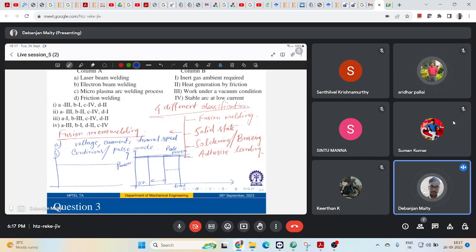There is no concept of T on and T off, so there will be no concept of number of pulses or frequency. In pulse mode, you are aware of your pulse frequency, how many pulses you are producing in 1 second. There is no concept like that in continuous mode. You are continuously flowing current and voltage through your power source, right?